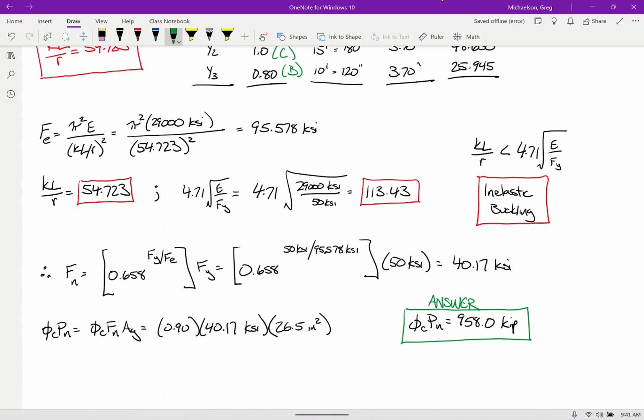By the way, in design mode, most columns are going to use this. Most columns are going to be governed by inelastic buckling, not elastic buckling, because inelastic buckling allows for more stress on the members. If you're in design mode, you want to use the smallest section possible. So you're probably going to see a lot of stress. That's why inelastic buckling is going to govern.